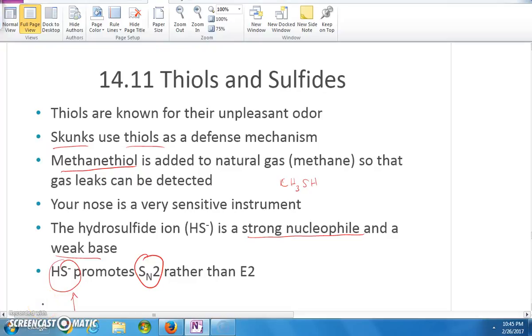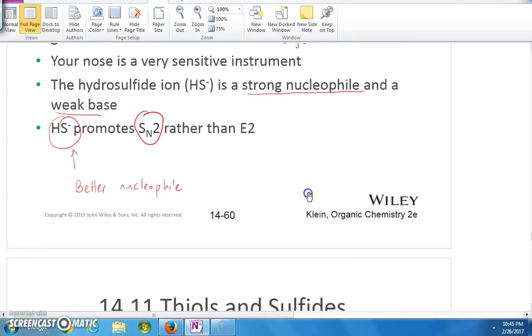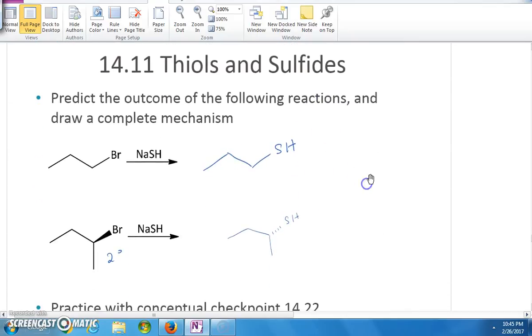So like I was saying, thiols are known for their unpleasant odor, and for this they use methanethiol as an additive to natural gas to be able to detect it when there's a gas leak. The hydrogen sulfide anion is a great nucleophile and a weak base, and so it promotes SN2 reaction rather than E2. So if you're going to predict the outcome of the following reactions, we know beyond reasonable doubt that both reactions are going to go SN2, and we proceed with inversion of configuration.